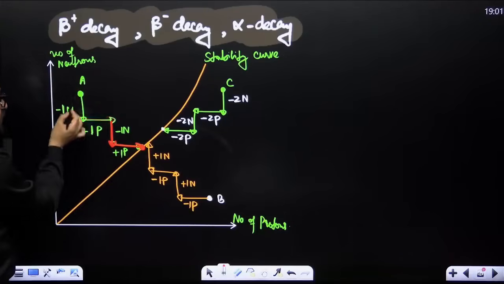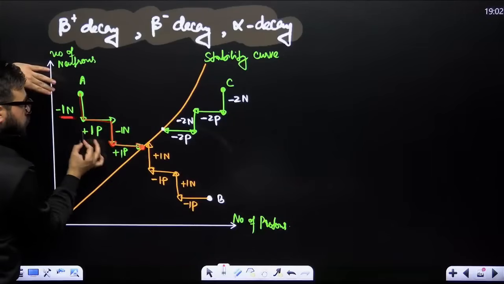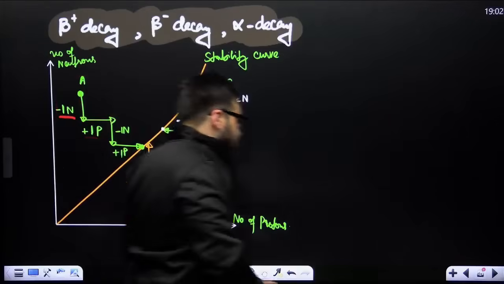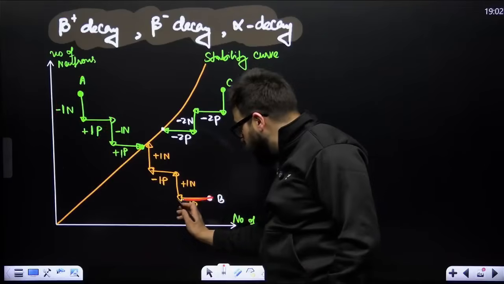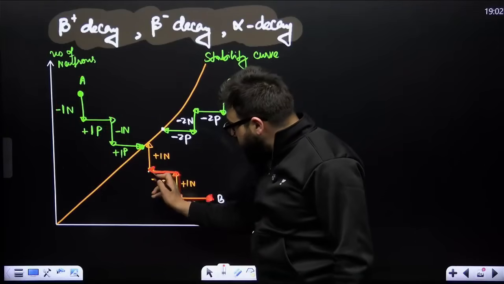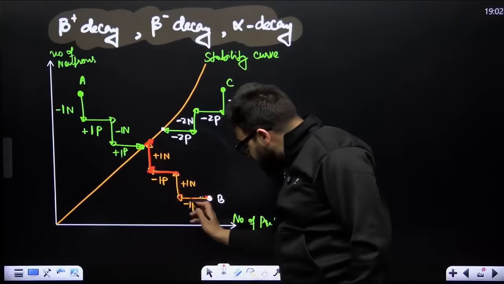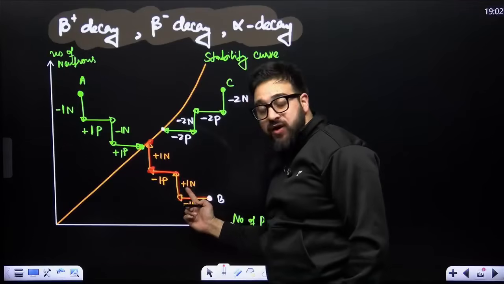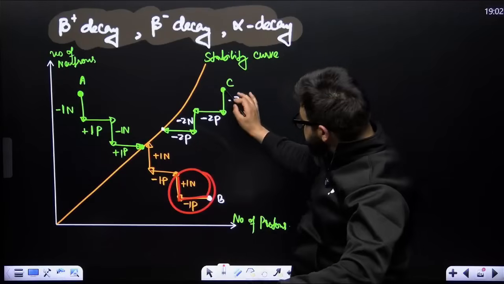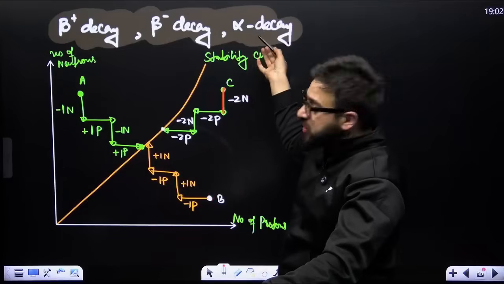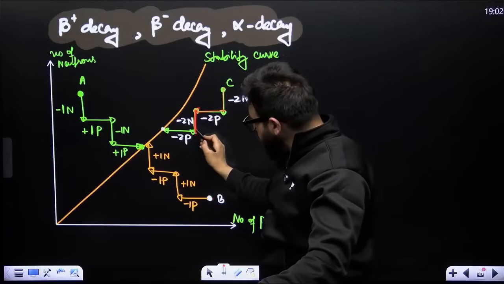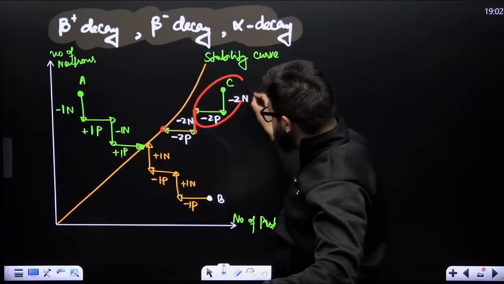It reaches the stability curve. This process, converting one neutron into one proton, is called beta minus decay, my dear NEET aspirants. And here, this has a large number of protons, so it will lose one proton and gain one neutron and reach the stability curve. This is called beta plus decay. And in this particular case, it has large neutrons and large protons, so it will lose two neutrons and two protons. This is what we call alpha decay.